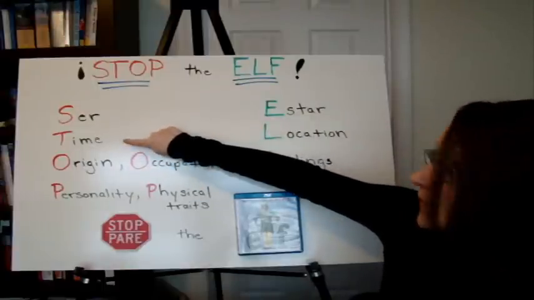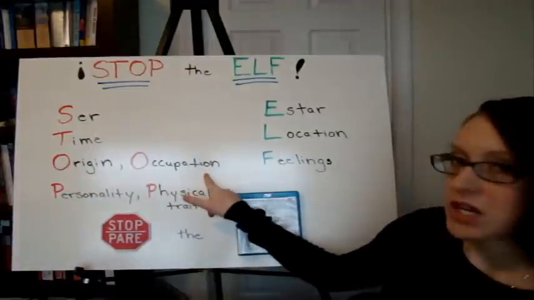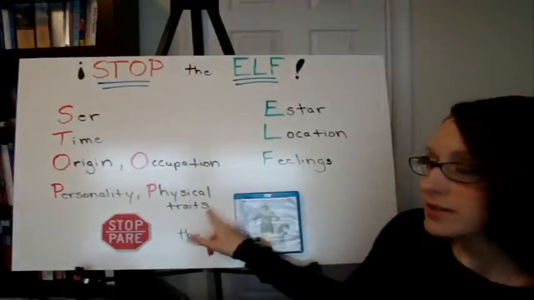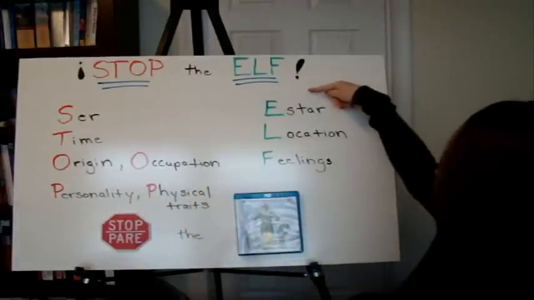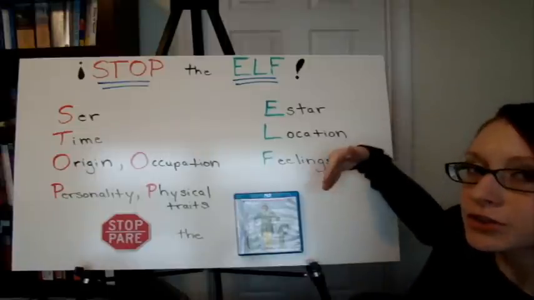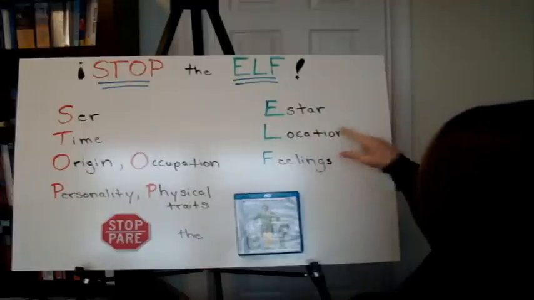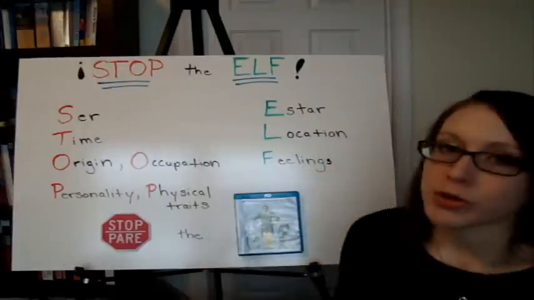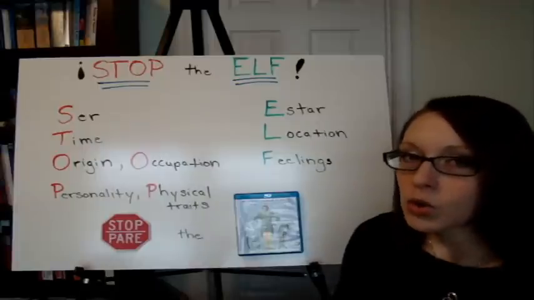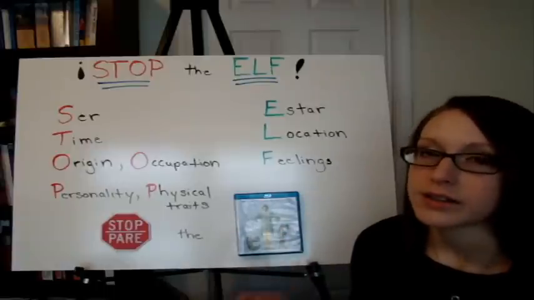So time, the T stands for time. The O has two meanings, origin and occupation. The P stands for personality and physical traits. Then elf stands for estar. So everything under here will be the reasons why you would choose to use estar. For locations, and feelings. So remember, if you remember this acronym, stop the elf, it will make this whole concept in your life with learning ser and estar and when to use each one a lot simpler.